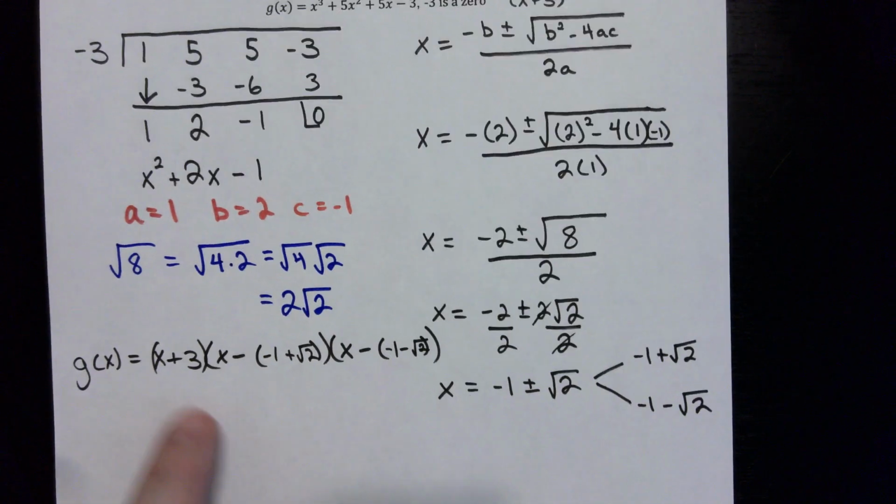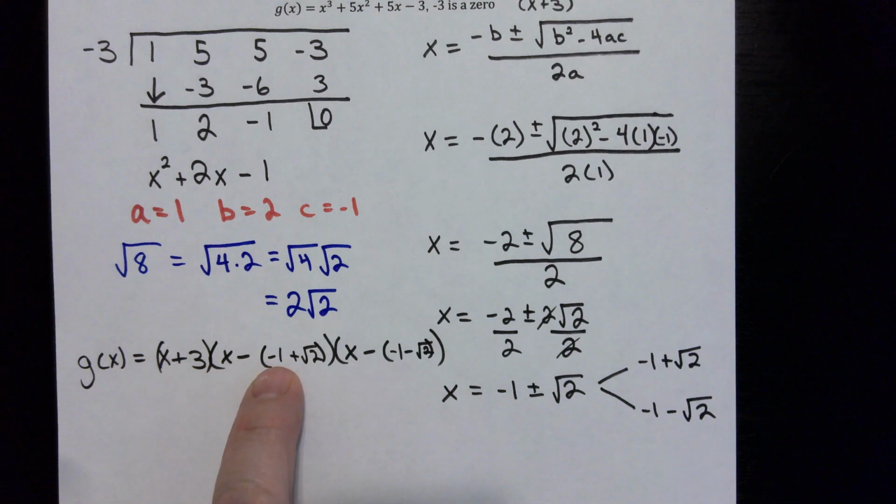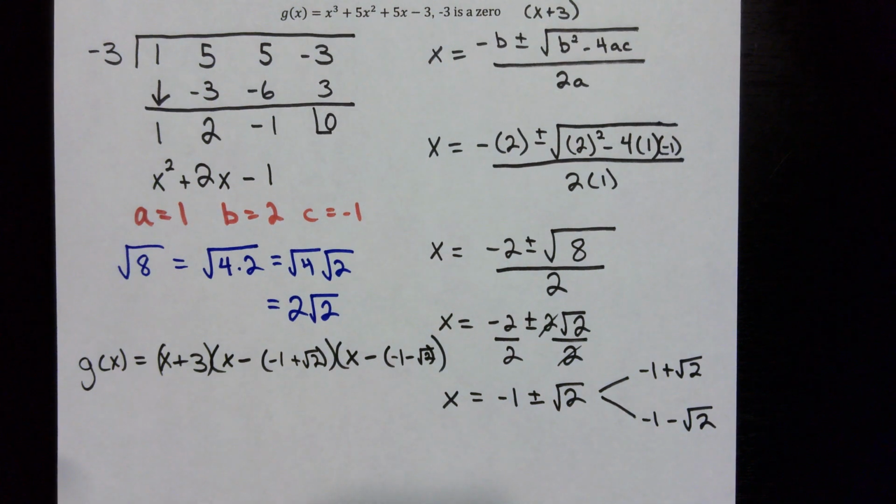Okay, so you have x plus 3 is one of your factors, x minus this thing is one of our factors, and x minus this thing is one of our factors. Okay, and if you want to go ahead and distribute the negative sign, you can, but this answer is usually acceptable. Let's do one more.